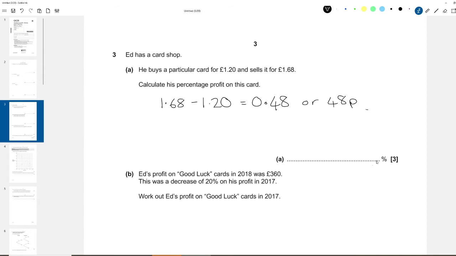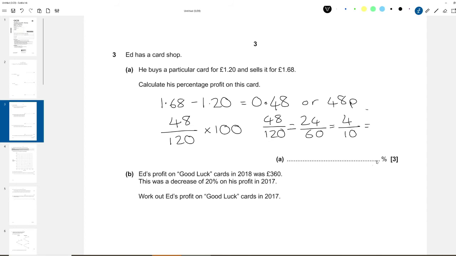Then to find out my percentage profit, I need to work out what 48 over 120 is, and then times that answer by 100. So let's simplify 48 over 120. I can halve it, which is 24 over 60. I can divide by 6, which would be 4 over 10, which is 0.4. So 0.4 times 100 is 40%.